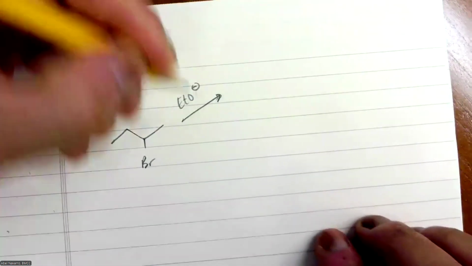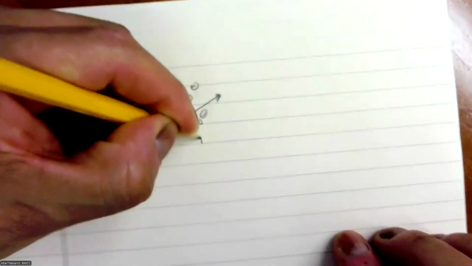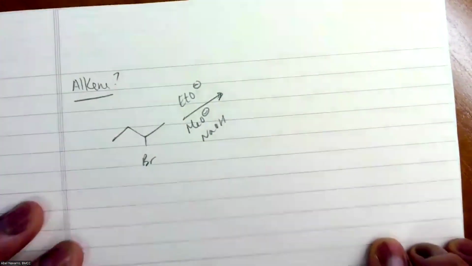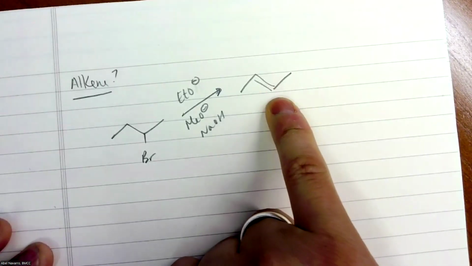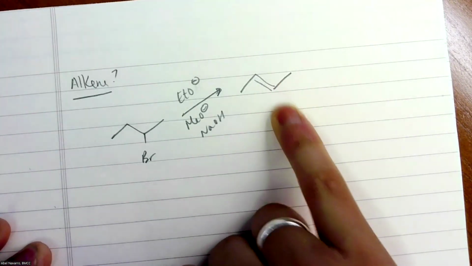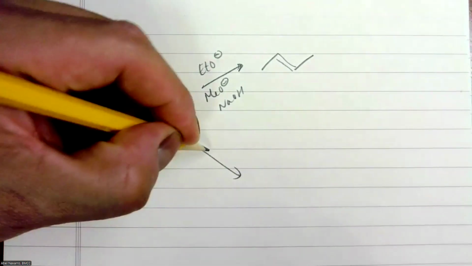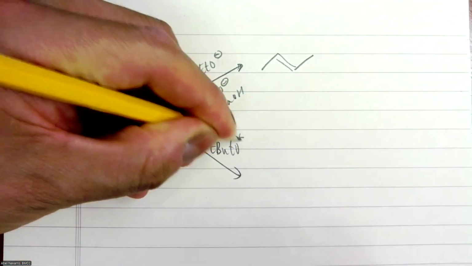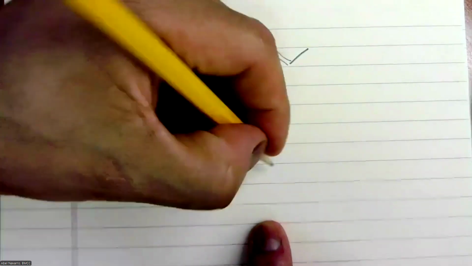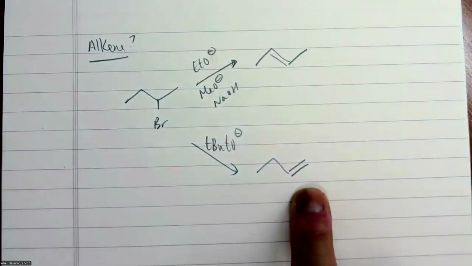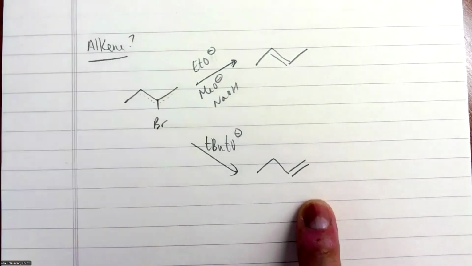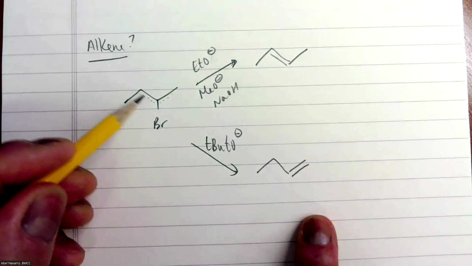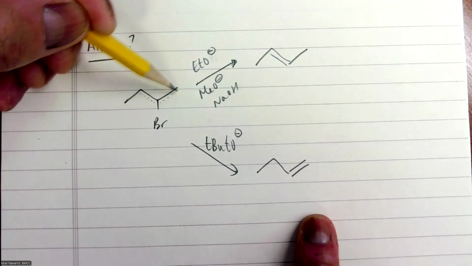It can be ethoxide, methoxide, or hydroxide, anything. It will give you the most substituted alkene. If you use the other base, which is called tert-butoxide, it will give you the least substituted alkene. Because remember, the alkene can be made on this side or this side. That one will be my Zaitsev alkene, and this one will be my Hoffman alkene.